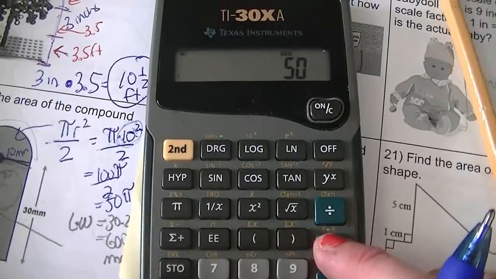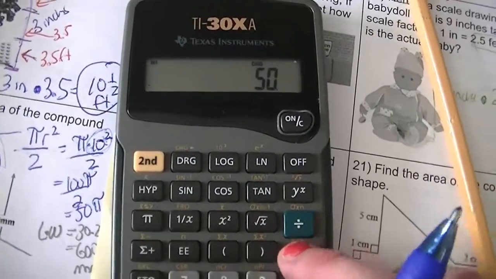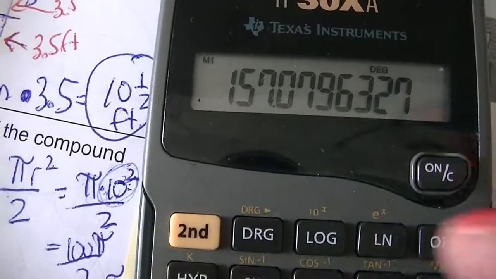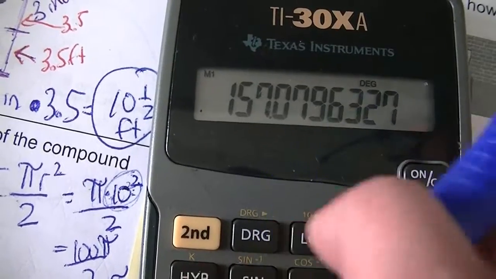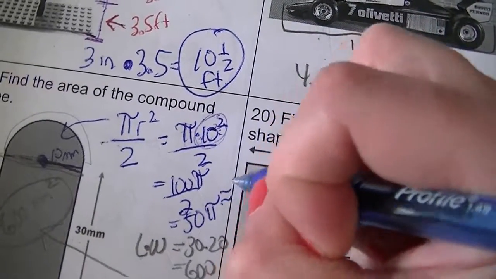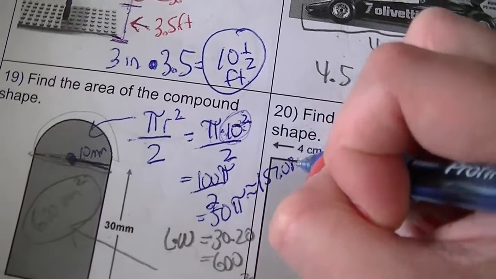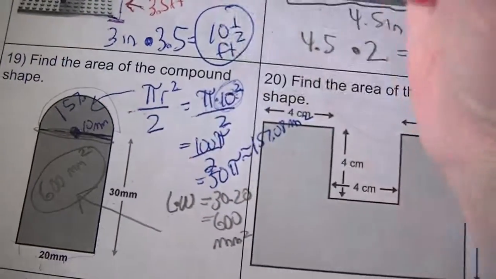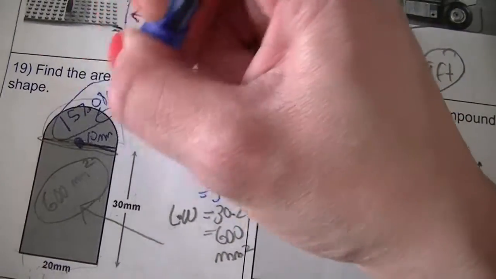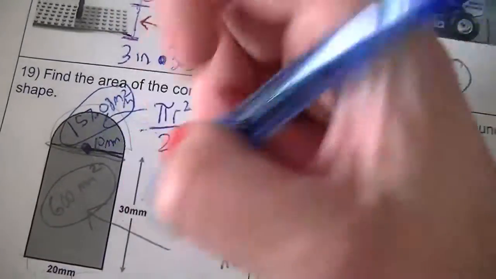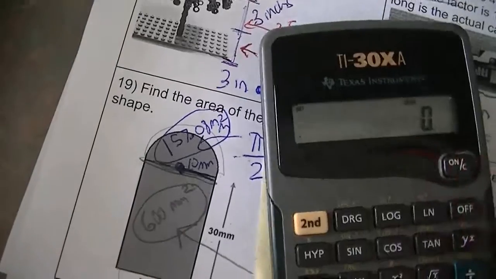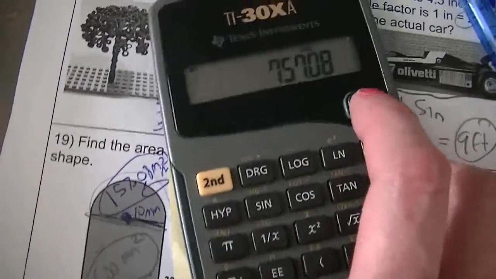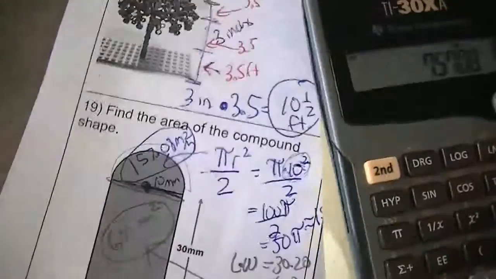It doesn't specify whether to use 3.14 or the pi button, so I guess it doesn't really matter. Okay, so I got that the area is this. I'm going to round it to the nearest hundredth, so 157.08 millimeters squared. Okay, we're not done. We need to add them together. That should be the area of the compound shape.